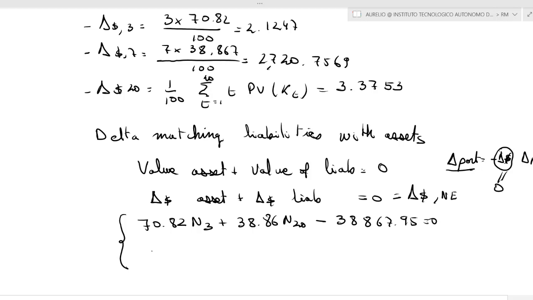And then the second equation is going to be with the delta dollar. So it's going to be 2.1247. And how many units of this 3-year bond do I need? Plus 3.3753. And how many units of this 20-year bond am I going to need? Minus 2,720.75 equals 0. So here I have two equations, two unknowns.